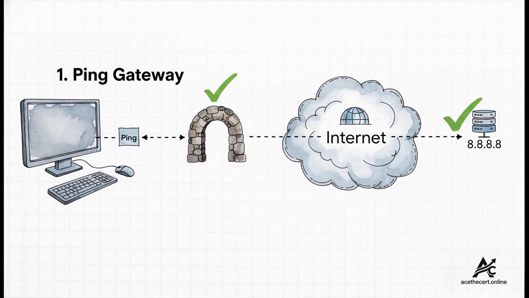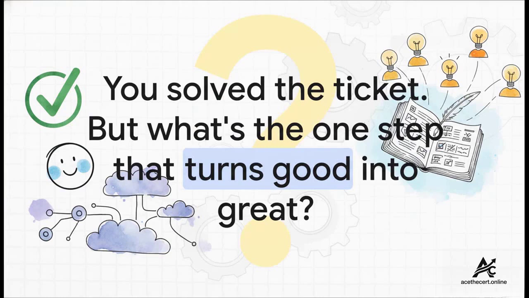Before we declare victory, we have to verify the fix. And the best way to do that is with a good old-fashioned ping test. It's kind of like sending a scout out to see if the coast is clear. We ping our new gateway first. If that scout comes back, awesome. Then we ping the internet. Something like 8.8.8.8 is a great choice. If that scout comes back, we know we're good to go. The ticket is closed, the user is happy, you're the hero of the day.